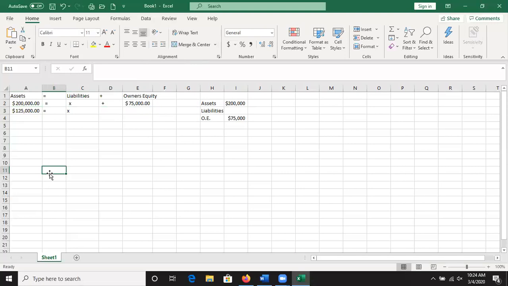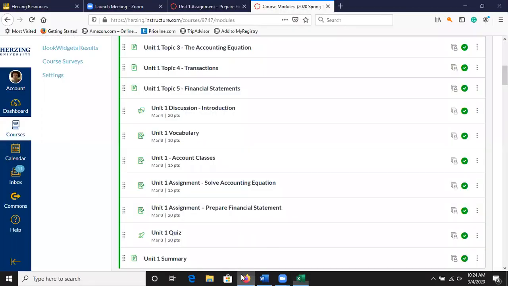Take advantage of the following fact. Some of these assignments, the account classes, and I believe solving the accounting equation, let you do it multiple times, and it takes the highest score. So don't just do it once, struggle with it, get a bad grade, and leave it. Do this 10 times, the accounting classes, if you have to. Do solving the accounting equation 10 times if you have to. The one that you have to submit, preparing financial statements, does not allow that. It's one that you have to upload and submit.